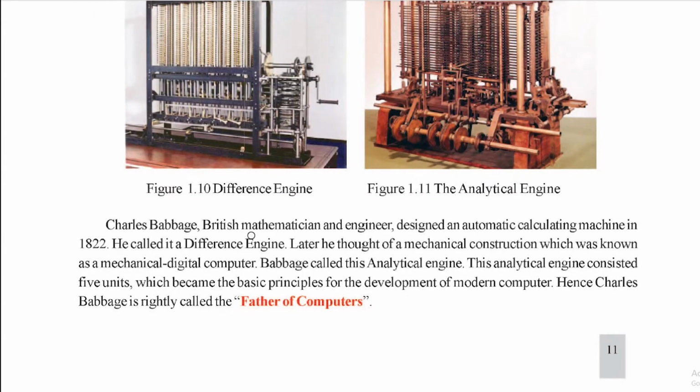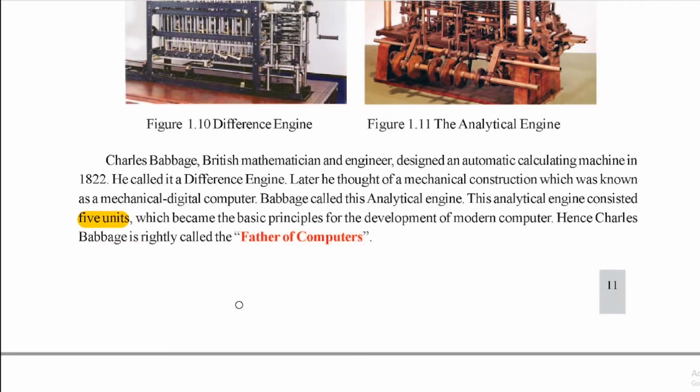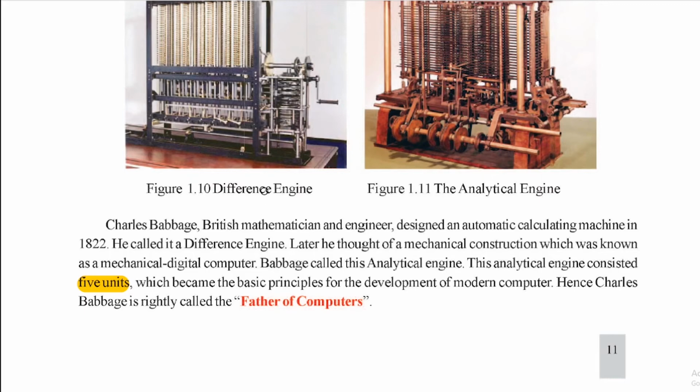Charles Babbage, a British mathematician and engineer, designed an automatic calculating machine in 1822. He called it a difference engine. Later he thought of a mechanical construction which was known as a mechanical digital computer. Babbage called this the analytical engine. This analytical engine consisted of 5 units, which became the basic principle of the development of the modern computer. Hence Charles Babbage is rightly called the father of computers. He invented the difference engine, and then he modified it and called it the analytical engine, which has 5 units like today's modern computer.